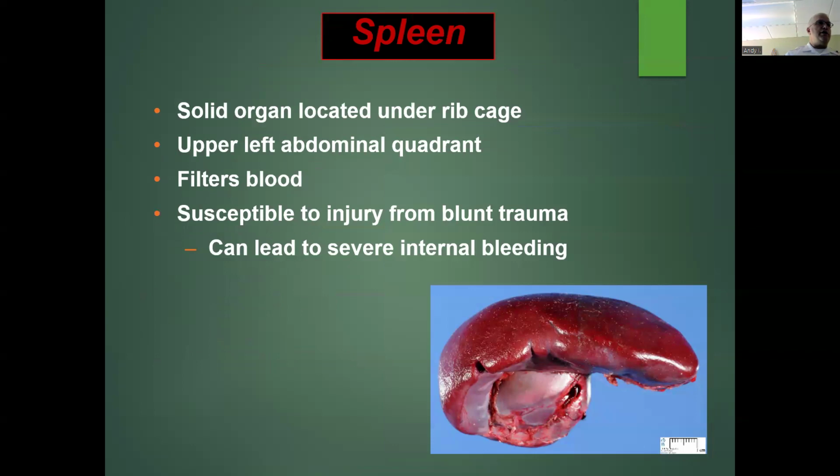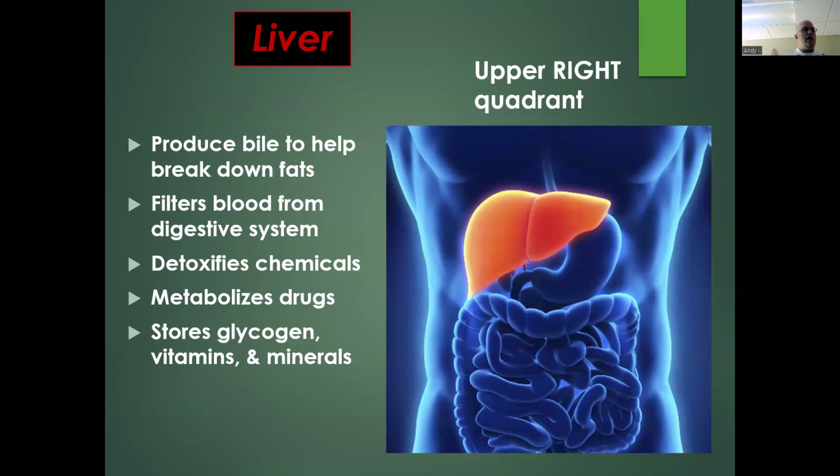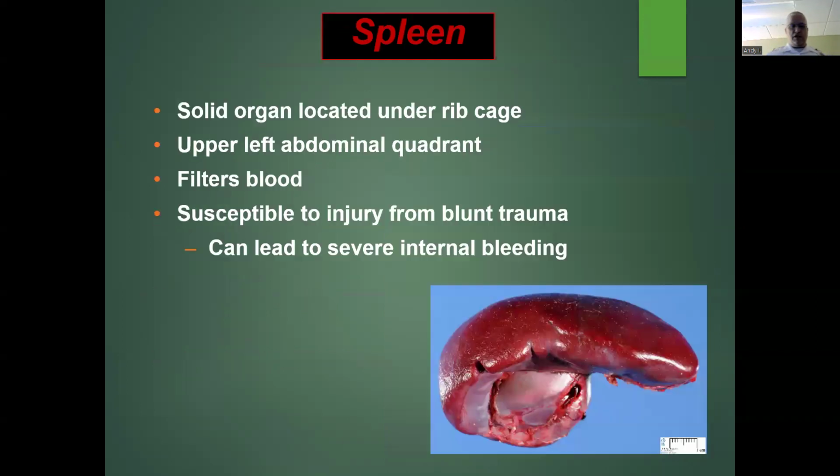Same with the spleen. The liver is located in the right upper quadrant area, kind of big, and goes over to the epigastric area. And then the spleen is located over on the upper left side. That's also a solid organ. It is designed for filtering blood, but it's very susceptible to injury from blunt trauma. It can lead to severe internal bleeding where they have to remove it, or contusion or everything else. So keep that in mind.